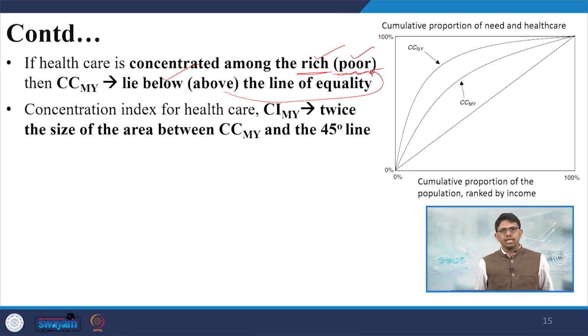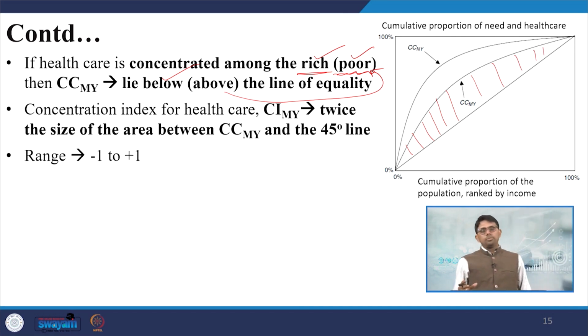So, the concentration index for healthcare, which we measured in the last class and discussed in the last lecture, is just twice the size of the area between the CCMY and the 45-degree line. You can just see this distance, isn't it? So, twice this area, and the range of this index will be -1 to +1.